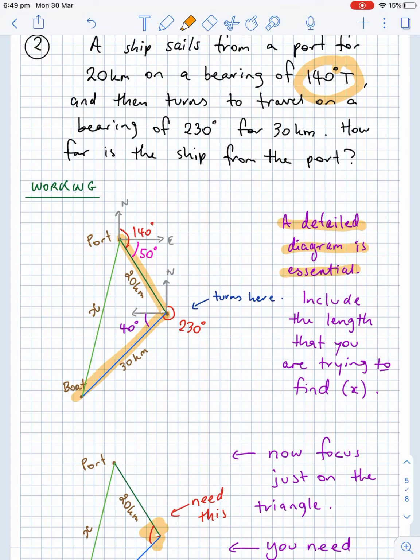These are the sorts of angles that are going to help you figure out your final answer. And then I also put in the length of the ship from the port. So this is this length here. So from boat to port, this is my X. This is what I'm trying to find. Okay, so let's continue on. We've got to use this diagram somehow to figure out what our X is.